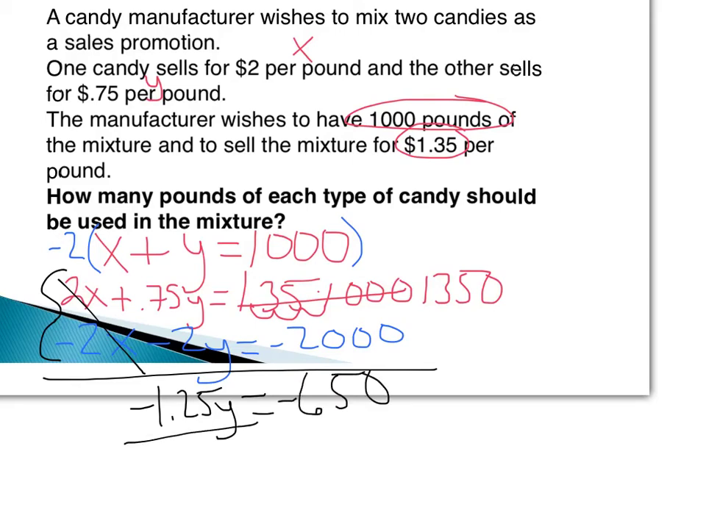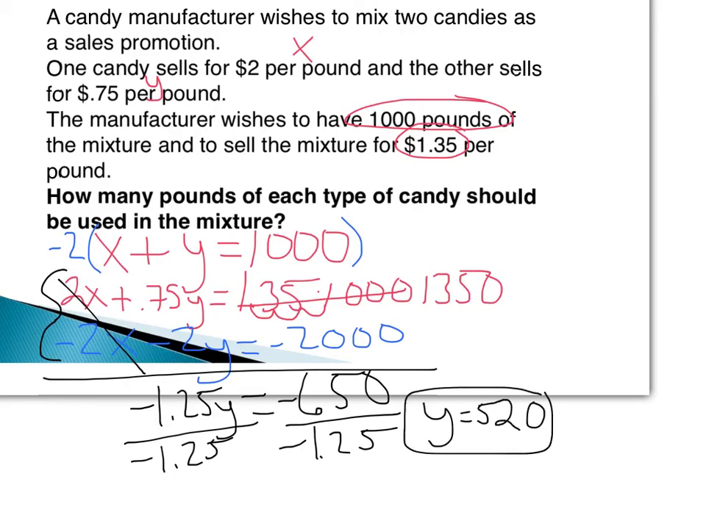Now let's divide by negative 1.25. That's going to tell us how many pounds of the Y candy, the 75-cent candy, we should have. And this gives us 520 pounds. So 520 for Y. Now let's find out what X is. We can do that using this first equation here. If we plug Y in and it's 520, we know that we need 480 pounds for X.